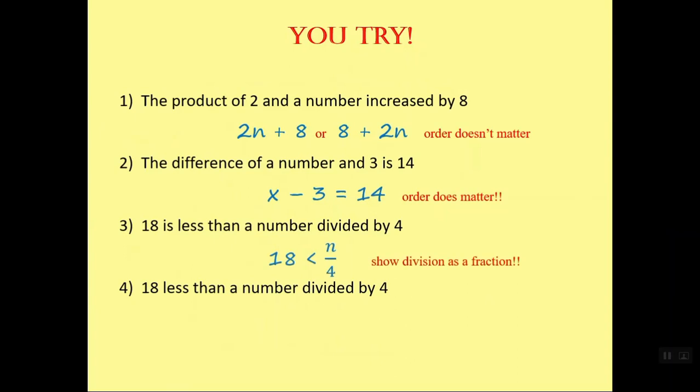18 is less than. You see that is less than, that means the inequality symbol, a number divided by 4. Now remember, we want to show division as a fraction, not with the division symbol. So if you wrote it with the division symbol, go ahead and fix it and change it into a fraction. This one looks very similar, 18 less than a number divided by 4, but what's missing is the is. So when it's 18 less than, that means subtracting 18. Without the is, it means subtraction. And remember, order does matter.